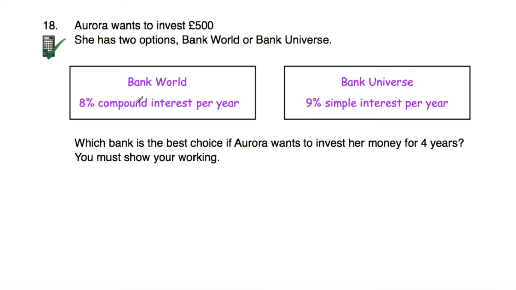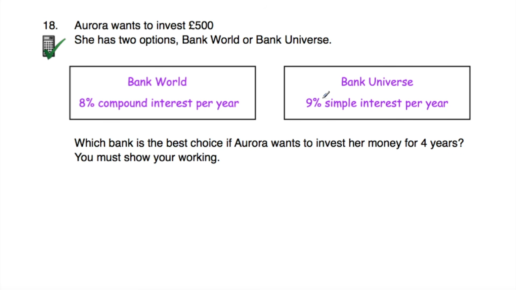So compound interest is where it increases by 8% of its value each of the years. So we'll go up by 8% in the first year, then we'll take that new value and work out 8% of that and add it on, and that'll be how much it'll be worth after 2 years. Then we'll work out 8% of that new amount and then add that on and so on. So we're earning interest on the interest. In terms of Bank Universe, it pays 9% simple interest per year.